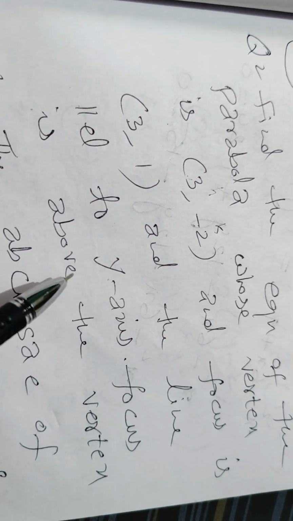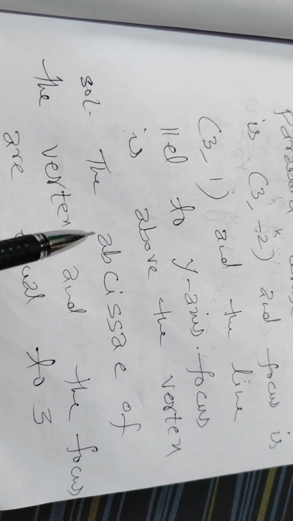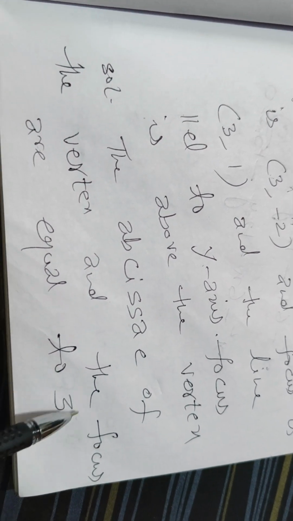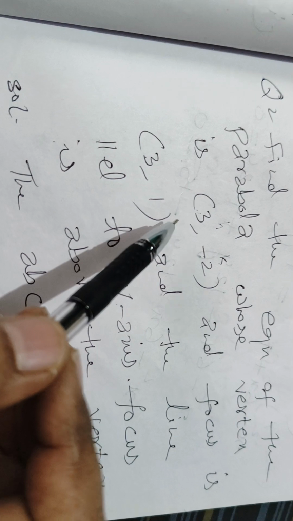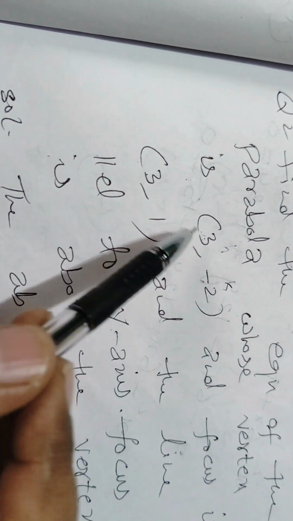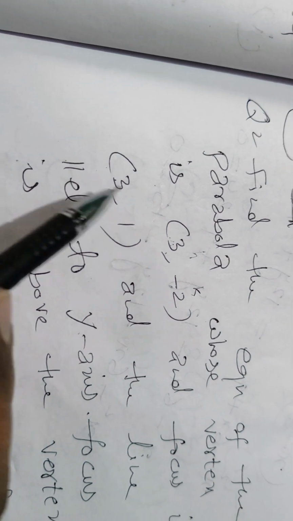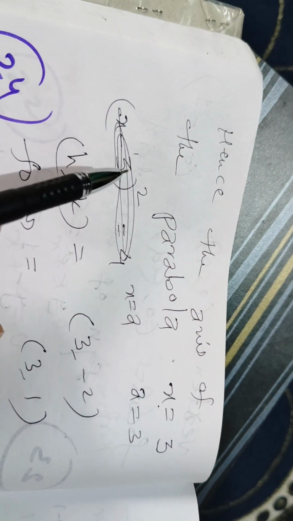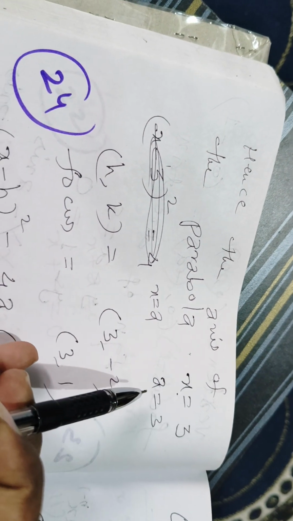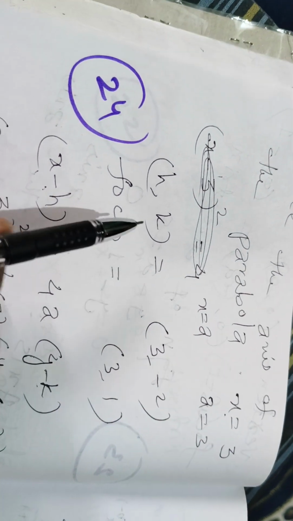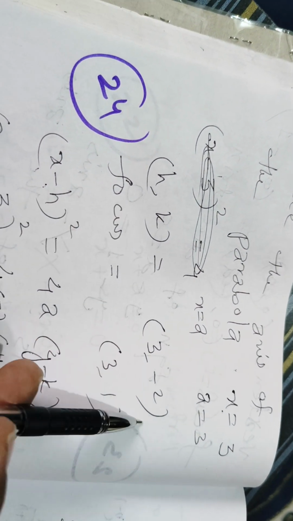And the line is parallel to the y-axis, and the focus is above the vertex. So the abscissa of the vertex and the focus are equal to 3. Means here our x coordinates are the same in the focus and in the vertex. So hence the axis of the parabola is x = 3 and a is also equal to 3. So (h, k) means (3, -2).